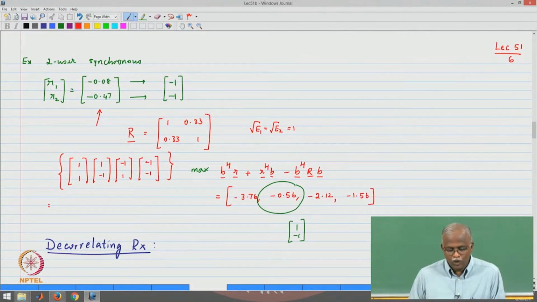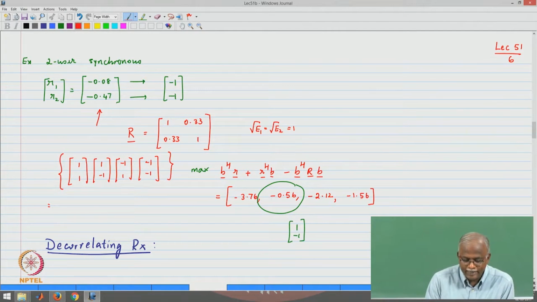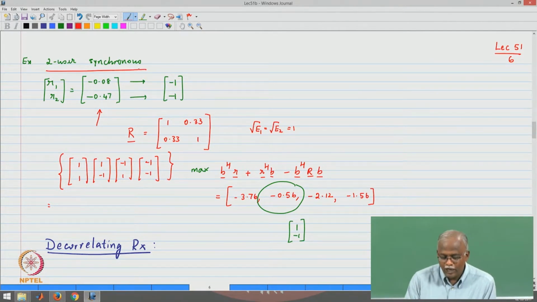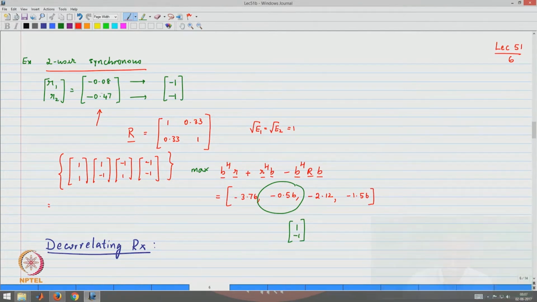So we have looked at the following example. I would like us to quickly look at it once more. It is a 2-user synchronous CDMA. At the receiver, the values of the output of the first correlator and the second correlator are given by minus 0.08 and minus 0.47. Now, given that this is a binary decision, whether you want to declare it as a +1 or a -1 with the threshold being at 0, both of these would map to -1 because both of them have a value that is negative.